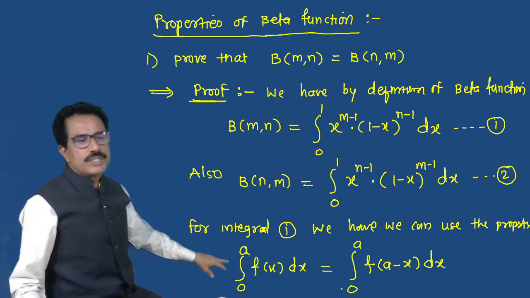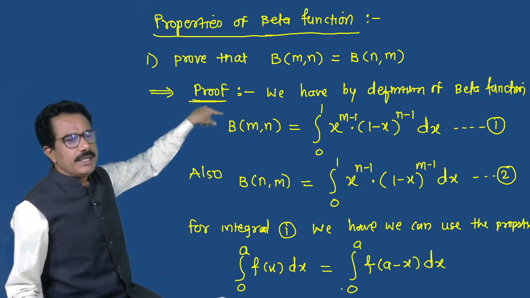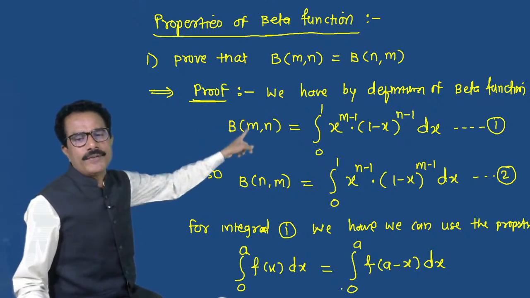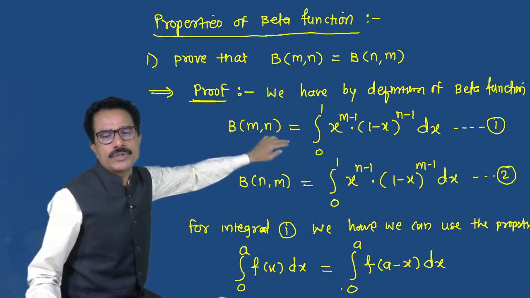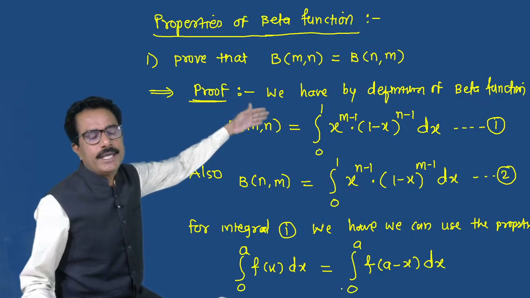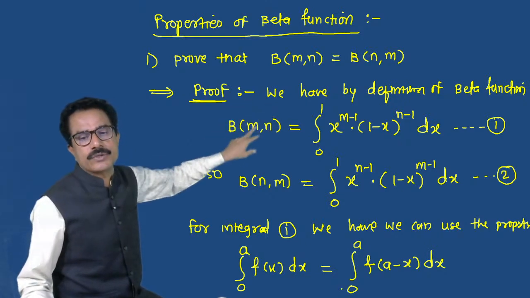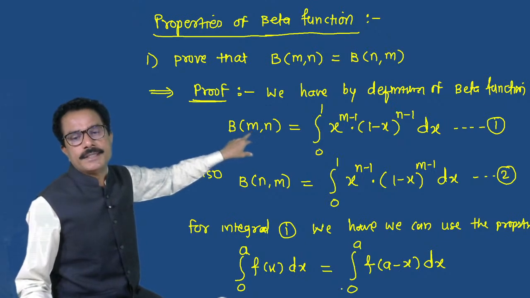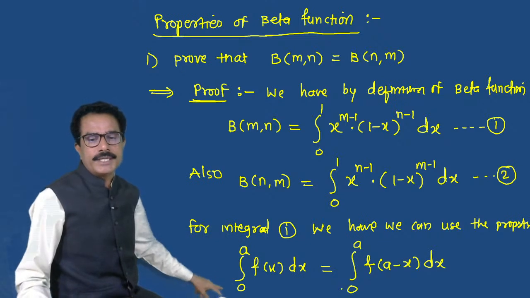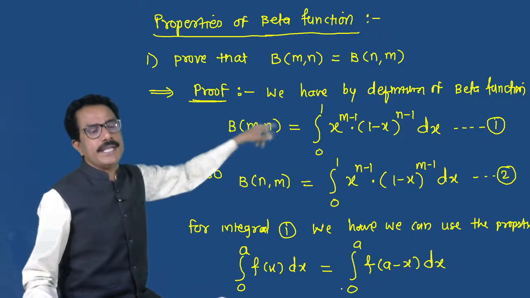Now we have to use this property for the integral. That means beta of m comma n is equal to integral from 0 to 1 x raised to m minus 1 times (1 minus x) raised to n minus 1 dx. So we have to use this property, integral from 0 to a, for the integral first.